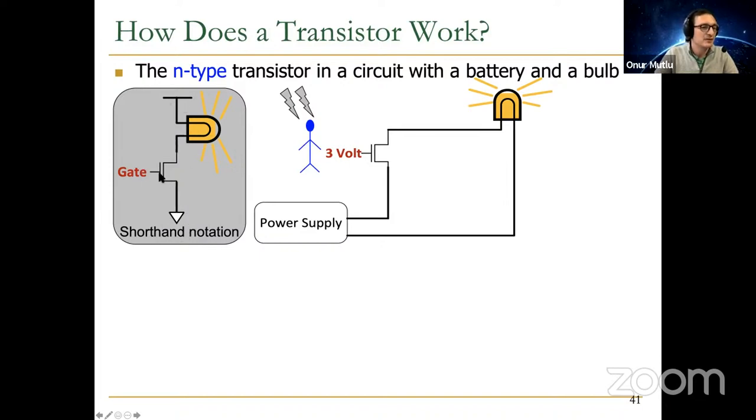Now, if you apply 0 volts to the gate, this doesn't conduct. So you have an open circuit, so current doesn't flow here. As a result, this light bulb doesn't get turned on. Now, if you apply high voltage to the gate of the N-type, remember, then the current flows from this 3 volts to 0 volts. As a result, the light bulb becomes visible.